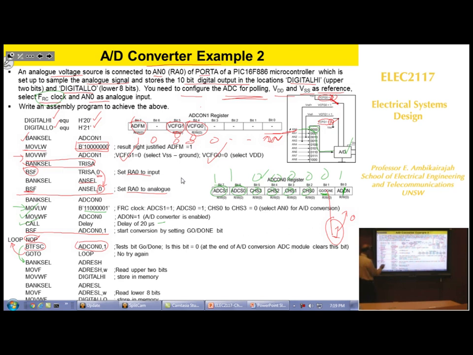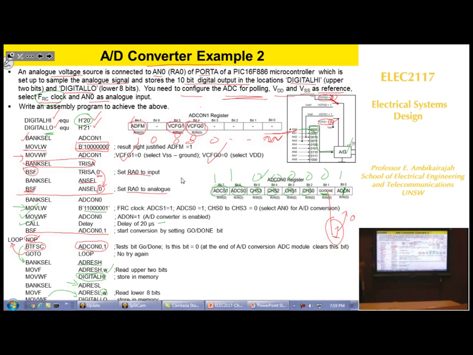Now I select the address H and move the address H value into the W register first, and then I move the W register to the digital high location, which is the H20. So that's where my 2 bits are. Then I select the bank cell address L and move the ADRESL 8 bits into the W register and then move them back to digital low. That's all stored there.